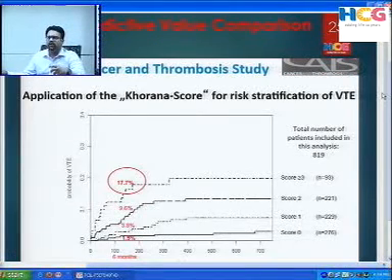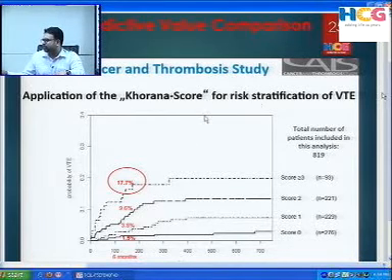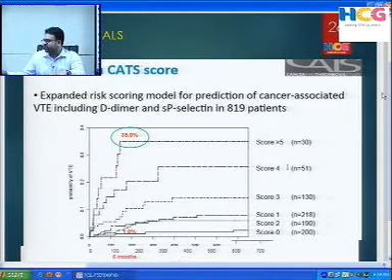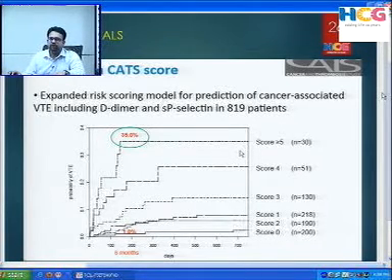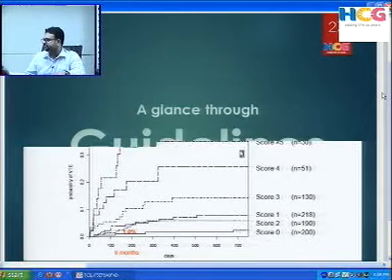So comparing these scoring systems, the Corona score has a positive predictive value of 17.7% when the score is more than 3. Whereas the Vienna CAT score has a higher positive predictive value of 35% when the score is more than or equal to that. That translates to the high predictive value of the soluble P-selectin and the D-dimer.